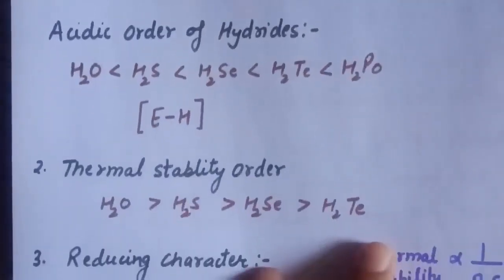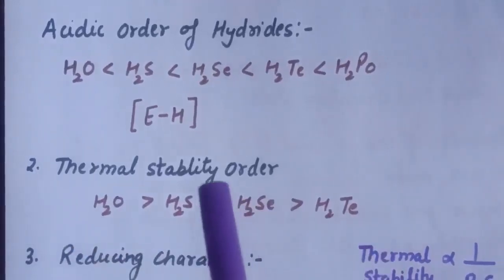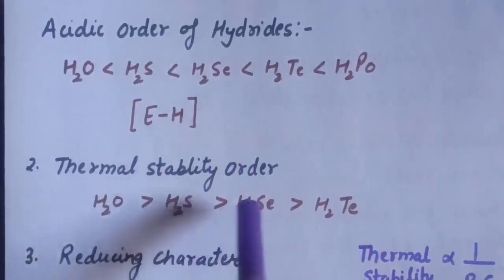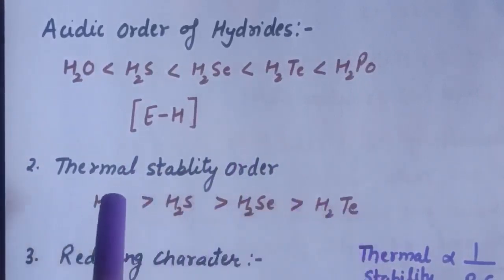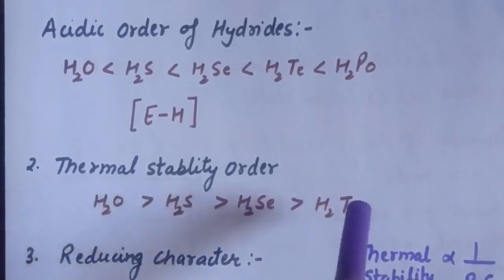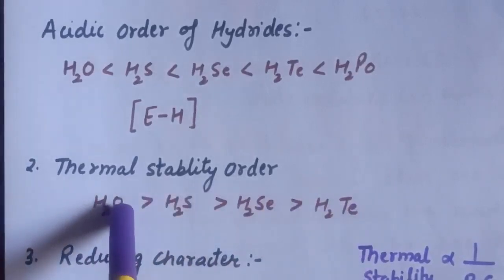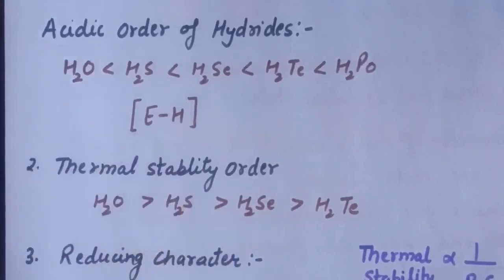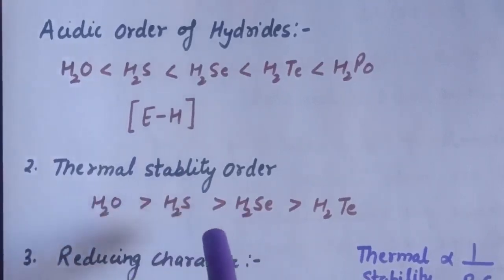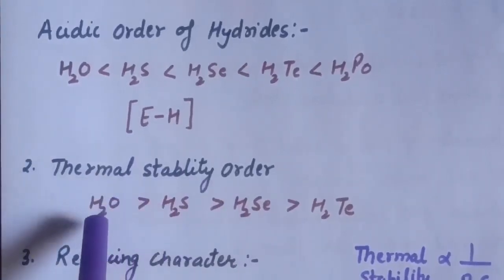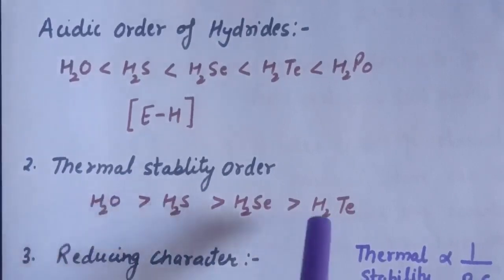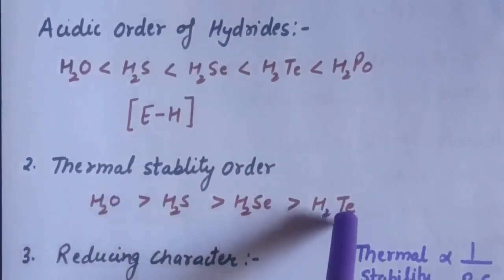Next we have thermal stability order. Now the thermal stability order is reverse of acidic order, that is H2O, H2S, H2Se, H2Te. Now here when we move from oxygen to tellurium, what will happen? The size of the central atom increases, and therefore the strength of E-H bond decreases. That is why from here we can say that H2O is more stable, or in other words we can say that the bond between oxygen and hydrogen is difficult to break as compared to the bond between hydrogen and tellurium.